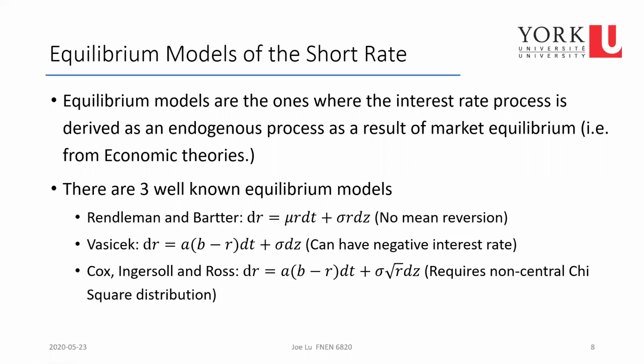However, the CIR model is substantially more complicated than the first two. And so we don't have a normal distribution or log normal distribution anymore. Here with CIR, you would require a non-central chi-square distribution.